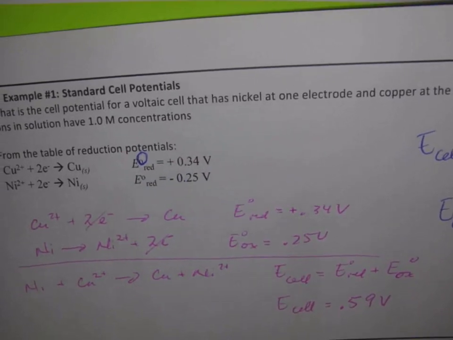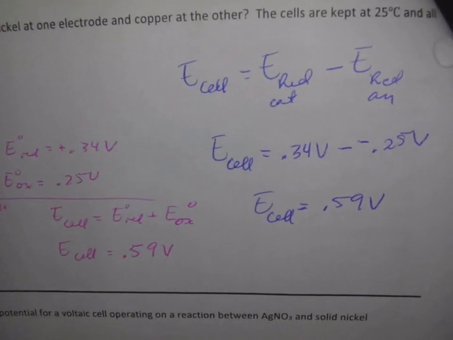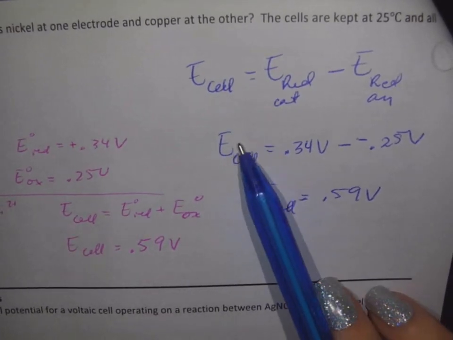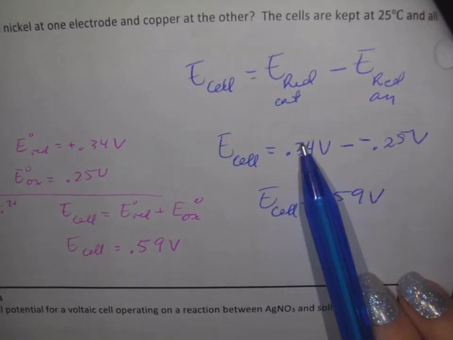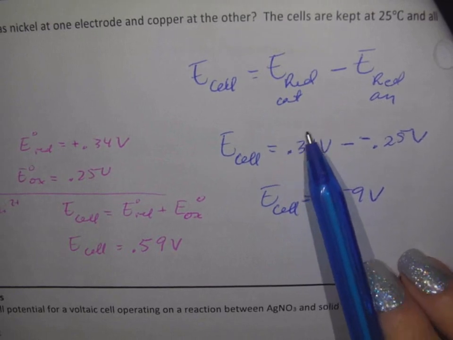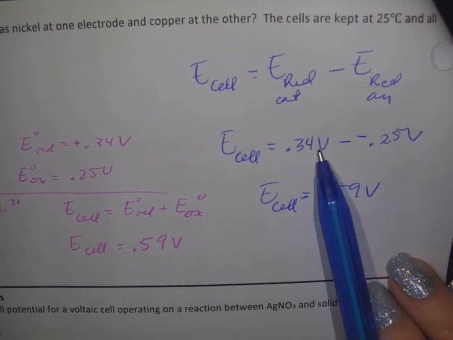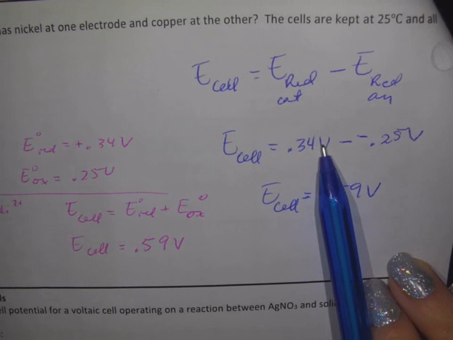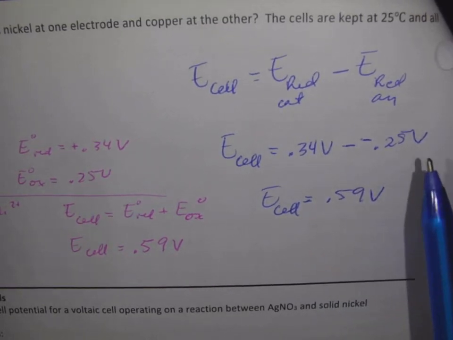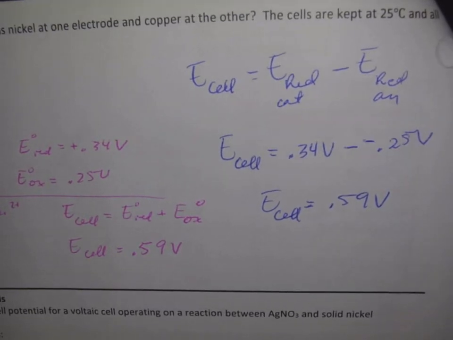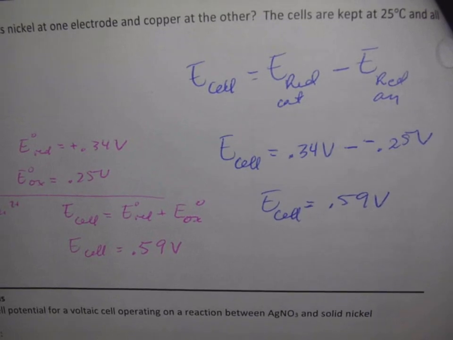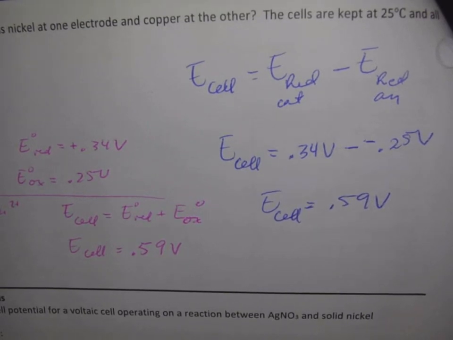All right, so I notice I want my E cell to be the biggest, so I put the positive number minus the negative number. Remember, the first item is your cathode if it asks you which one's the cathode. And so then you can say, oh, the cathode is going to be the copper, and the anode is going to be the nickel on this one, if it were to ask for that. And I got 0.59 volts. You guys get the same? Okay, awesome. All right.